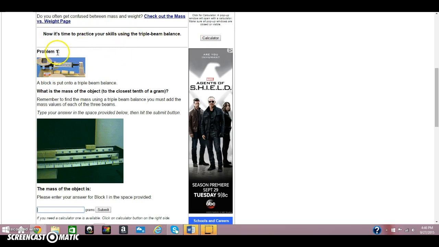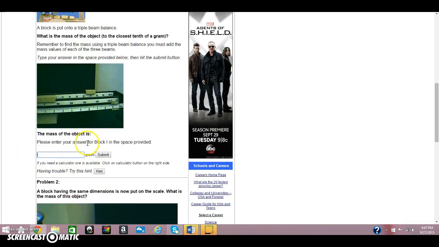It says problem 1. So you're going to be writing problem 1 in your journal. And in problem 1, there is an unknown object that's on top of the triple beam scale, and it has a mass. It is giving you an image of what the mass is. You have to calculate all these numbers and put them in here to find out if you're correct. So we'll do the first one together.